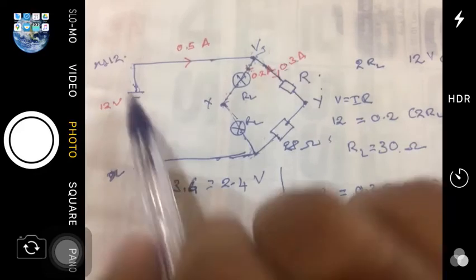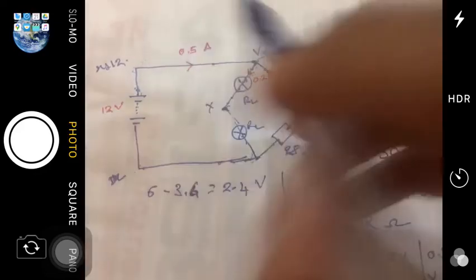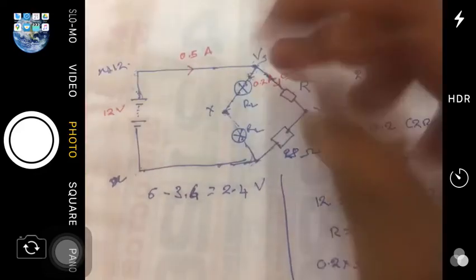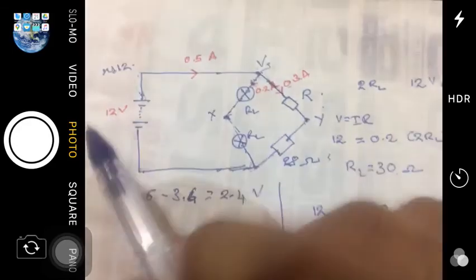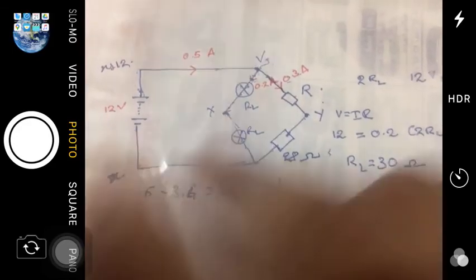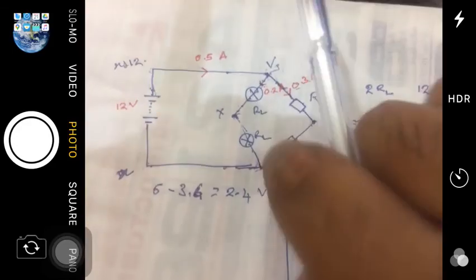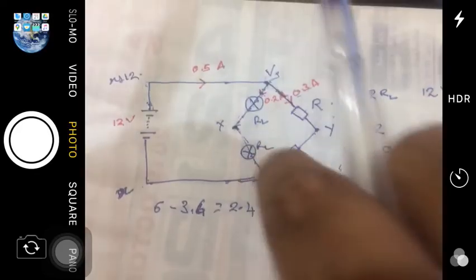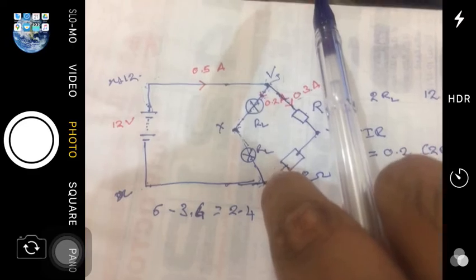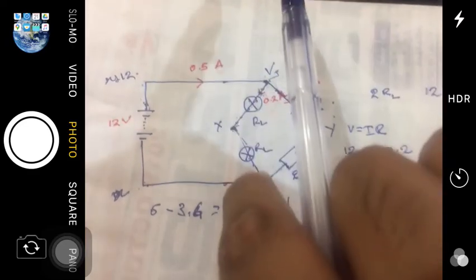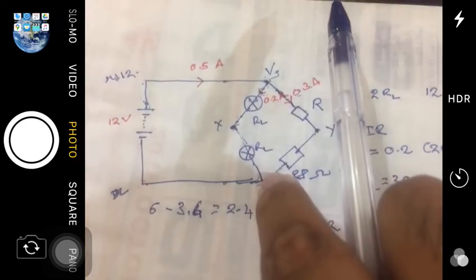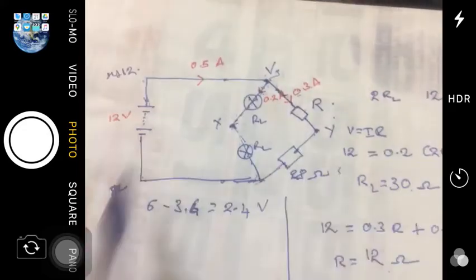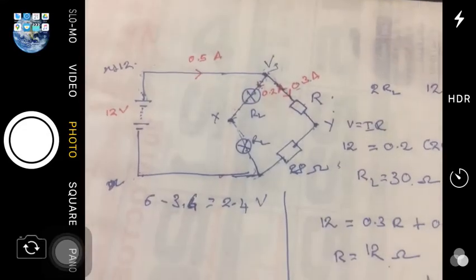The total voltage drop is 12 volts and the total current is 0.2 amperes through this branch. So we can still use power is equal to VI for this branch as well. The total voltage drop 12, total current through this branch is 0.2, so 12 times 0.2, that is the power drop here. Then the total power drop would be 12 times 0.5.